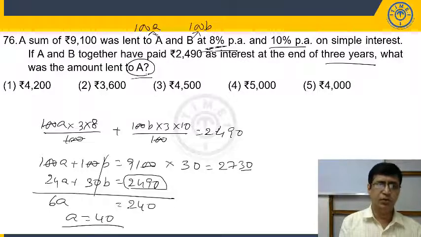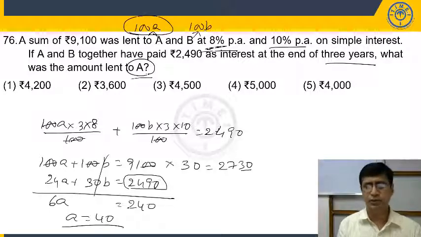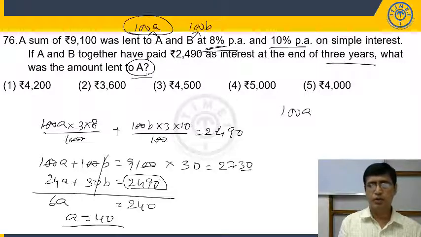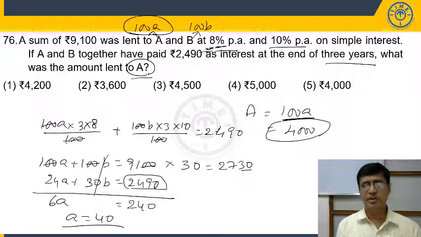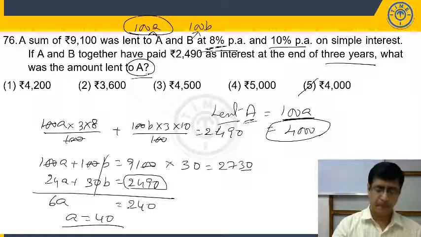When A is equal to 40, he is asking to find the value of the person A. So it is 100A. 100A is equal to how much? 100 into 40. It is 4000 rupees. How much is the sum lent to A? Sum lent to A is equal to 4000 rupees. The right choice, option number 5. Fifth choice is the right choice.